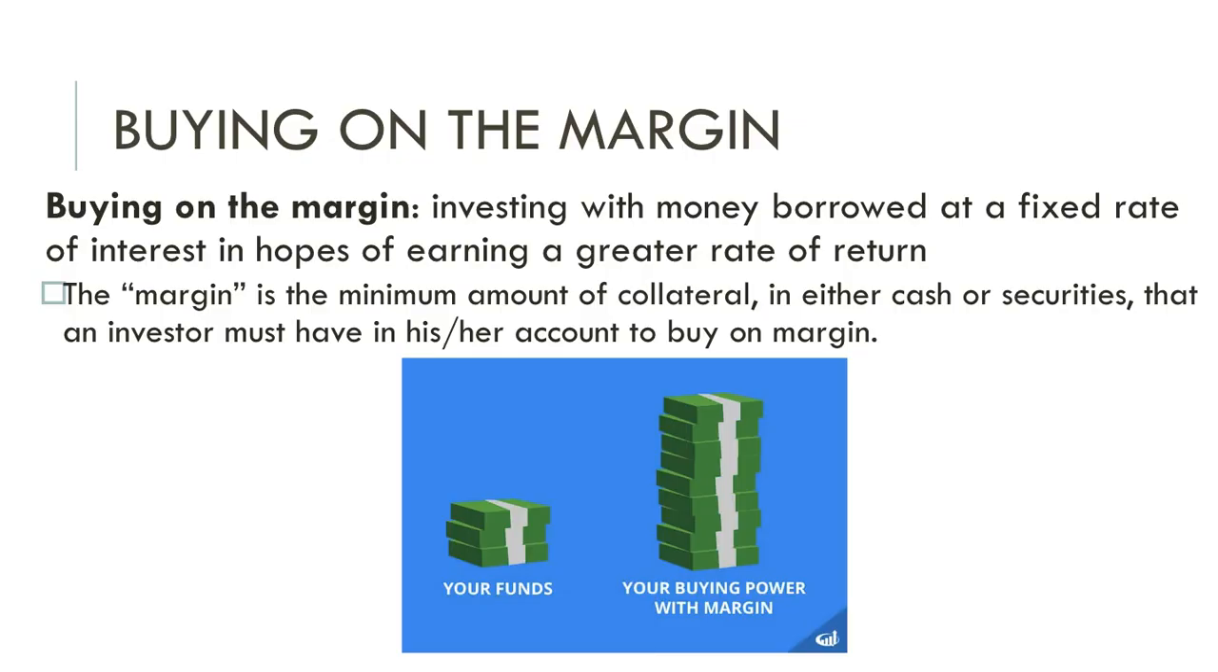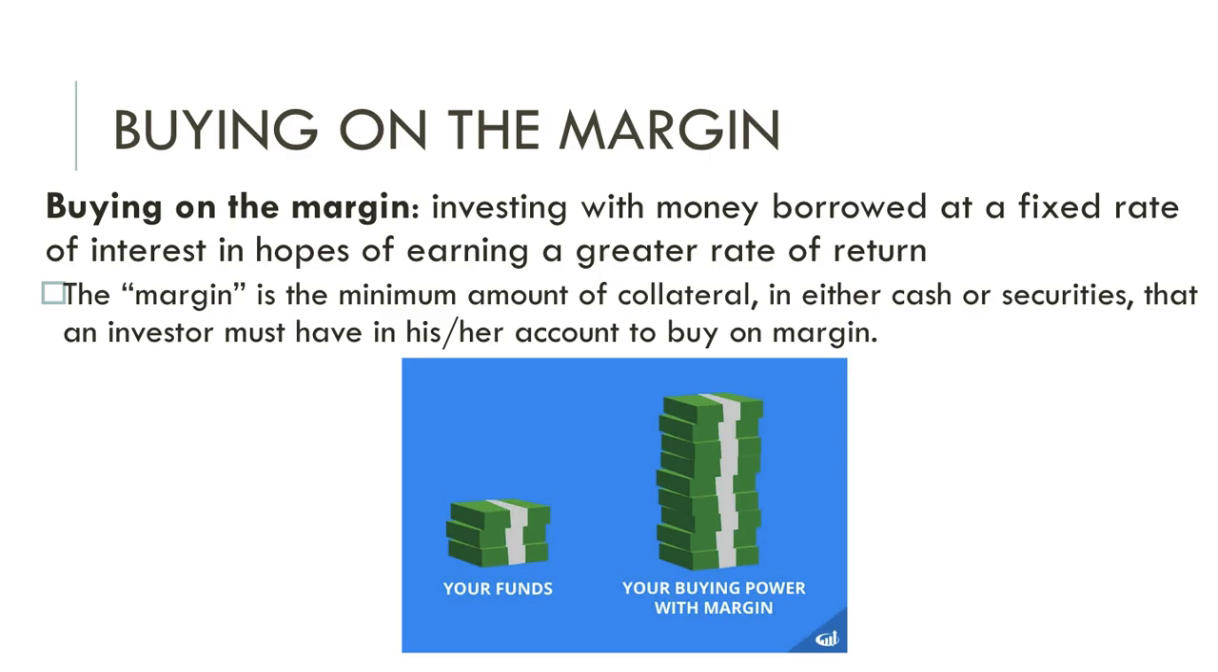The other thing that exists in the real world but does not exist in our stock market simulation is called buying on the margin. This is when you invest by basically borrowing money, taking a loan from your stockbroker that has a fixed rate of interest to be able to buy more stock, right? And then you are going to pay them back.